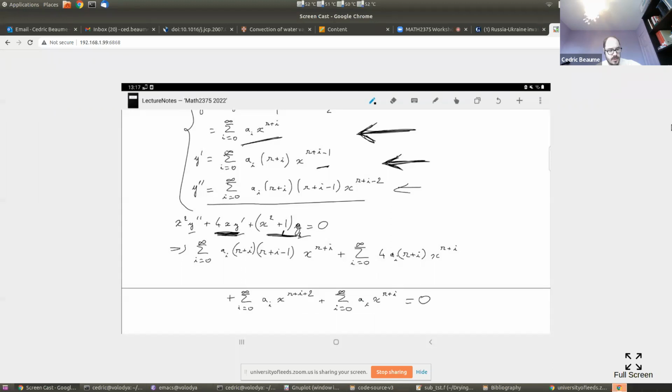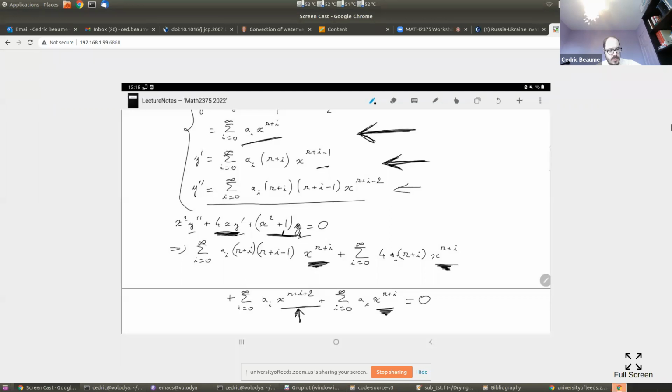Now there's a trick from that moment. And the trick is that when we get an expression like this, what we actually care about is comparing the coefficients in front of monomials of the same degree. So what we're looking at here is I've got x to the r plus i here. I've got x to the r plus i there. I see x to the r plus i there. But here I've got x to the r plus i plus 2.